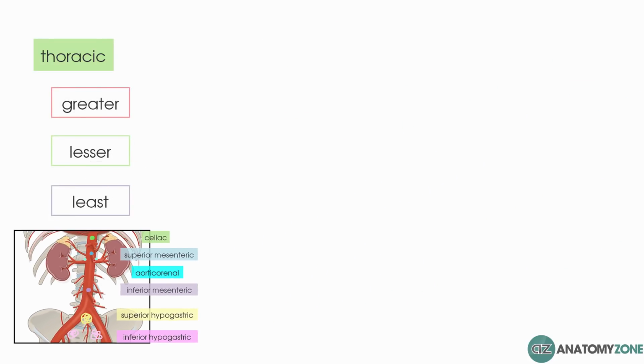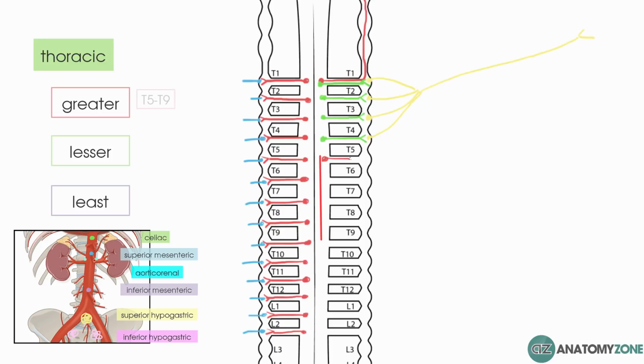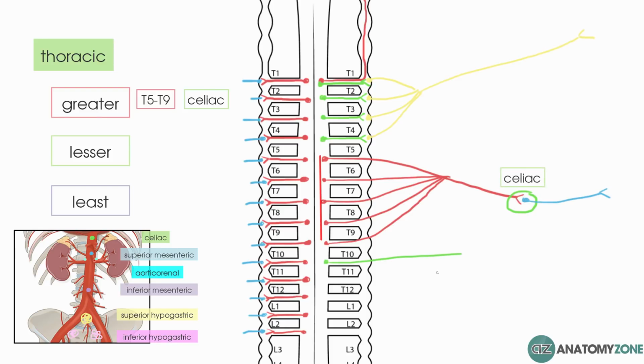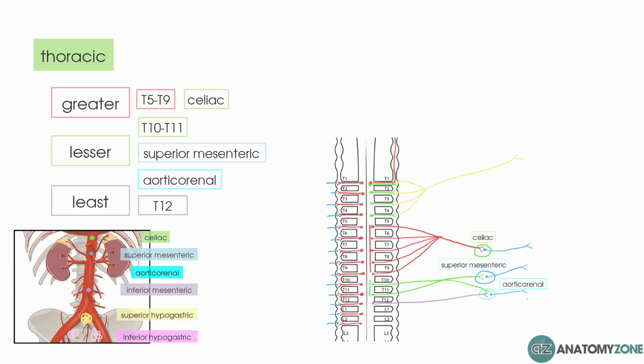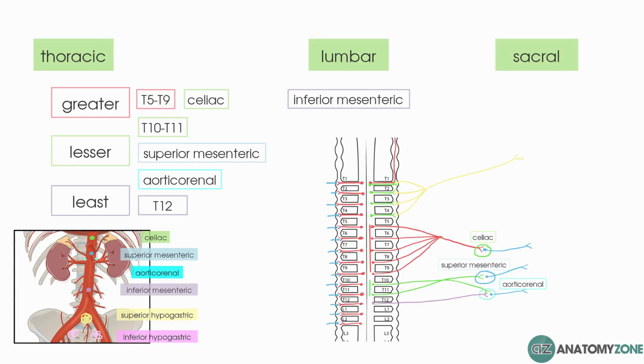Now coming back to the thoracic splanchnics, these are divided into the greater, the lesser, and the least. The greater thoracic splanchnic nerve arises from T5 to T9 and synapses in the celiac ganglion. The lesser thoracic splanchnic arises from T10 to T11, and this synapses in the superior mesenteric and the aortico-renal ganglia. The least splanchnic nerve arises from T12 and synapses in the aortico-renal ganglia. In terms of the lumbar and sacral splanchnics, the lumbar projects to the inferior mesenteric ganglion and the sacral splanchnics project to the inferior hypogastric plexus.